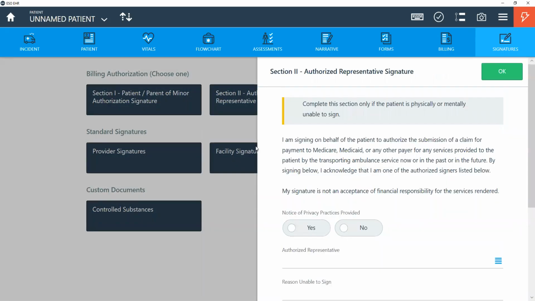Signature 2 is for those situations where you can't get a signature from the patient, but either somebody who has the authority to approve care for the patient, right?